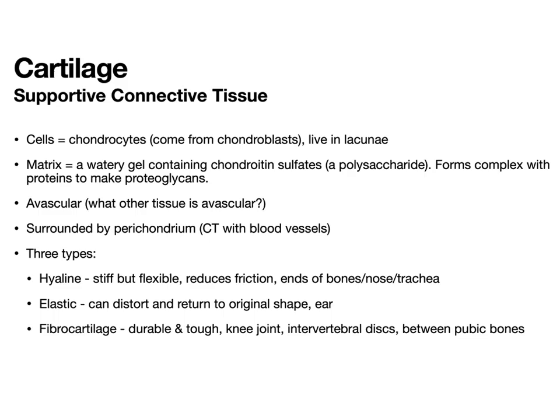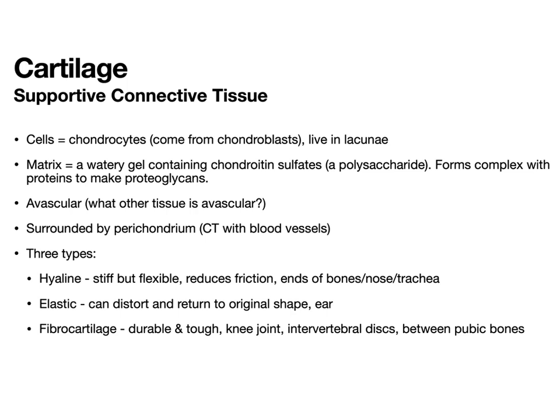Okay, so now we're moving on to our supportive connective tissue, with cartilage. The cells of our cartilage are called chondrocytes. They come from chondroblasts, which are our baby cartilage cells, and they live in these little things called lacunae, which are small chambers. It also means lake. If you look at them under the microscope, they kind of look like a little lake.